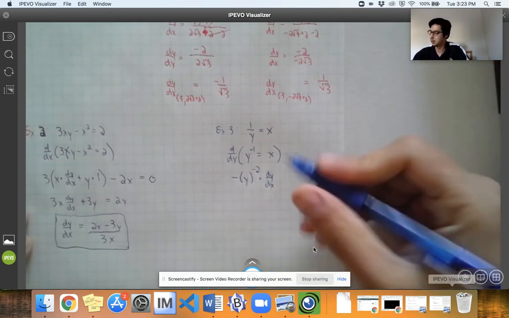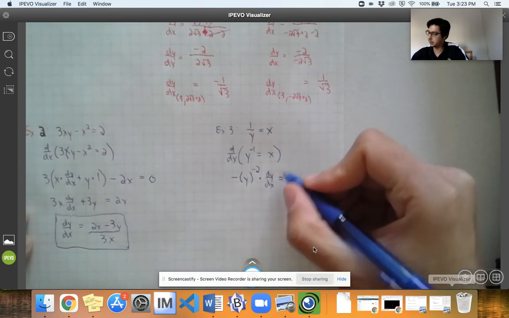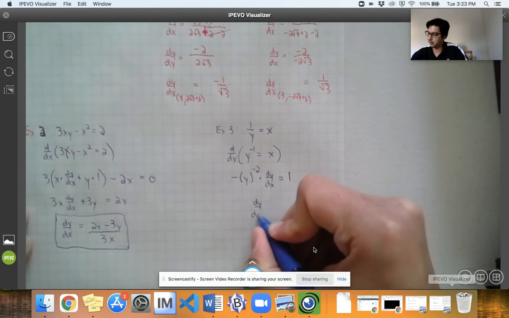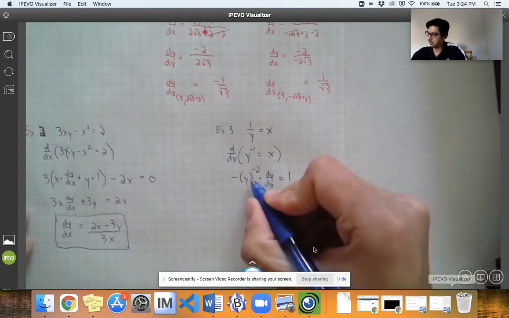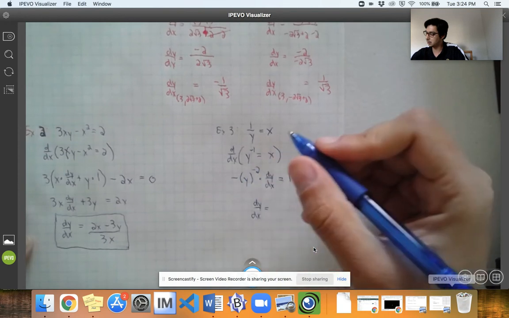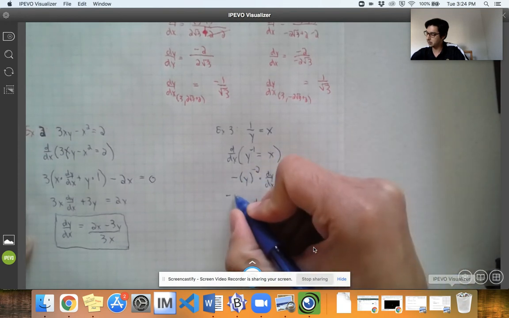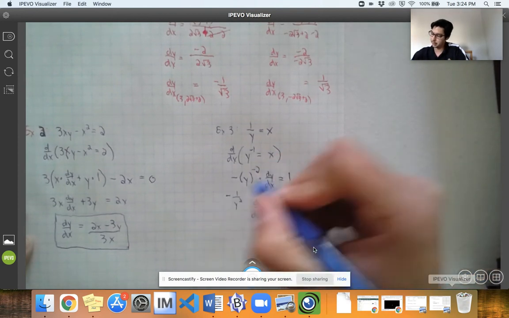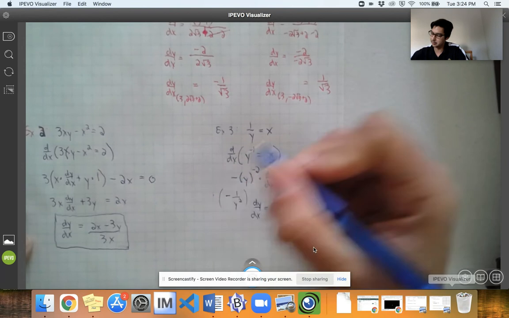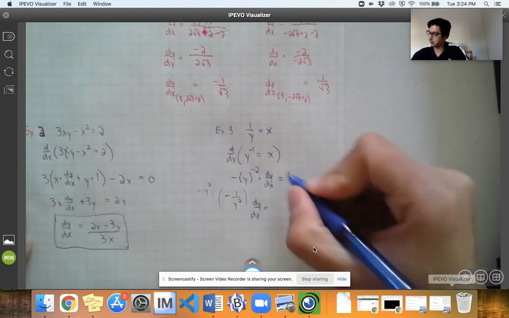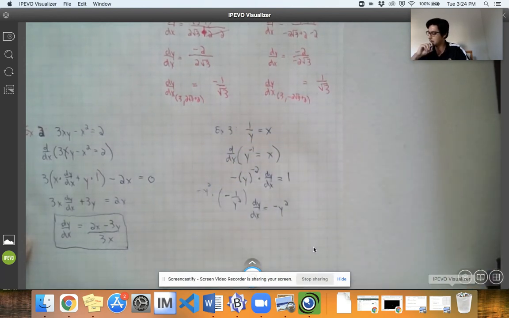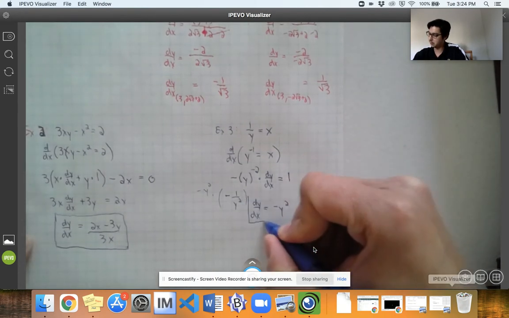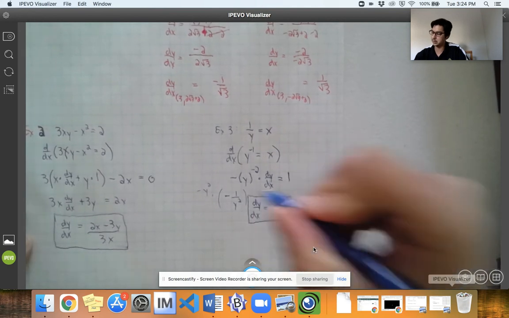We don't know what it is equal to, and then the derivative of x with respect to x is just 1. So solving for dy/dx, we would have dy/dx is going to equal, well, this is the same as saying negative 1 over y squared. So if I were to multiply both sides of this equation by negative y squared, it would look something like that. So the derivative of this function is actually in terms of y only, and it's negative y squared.